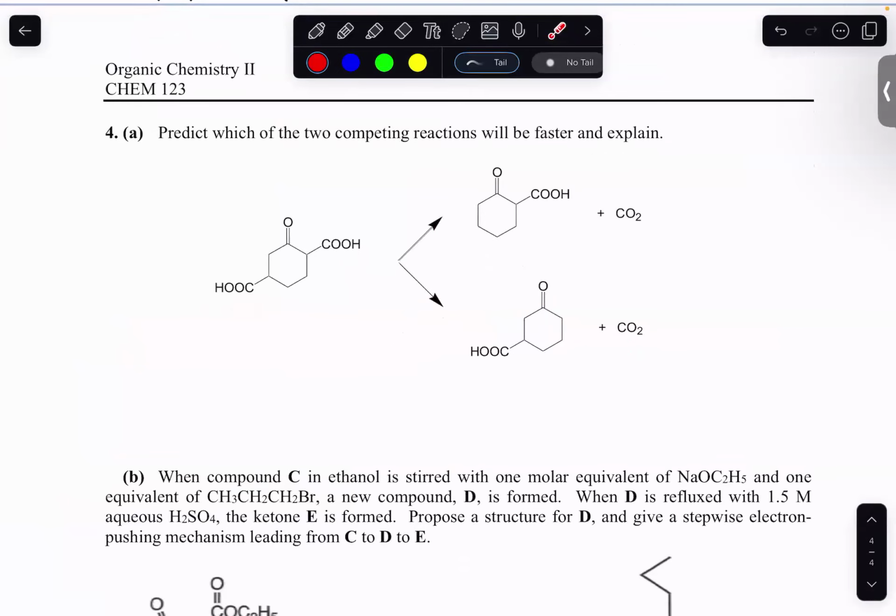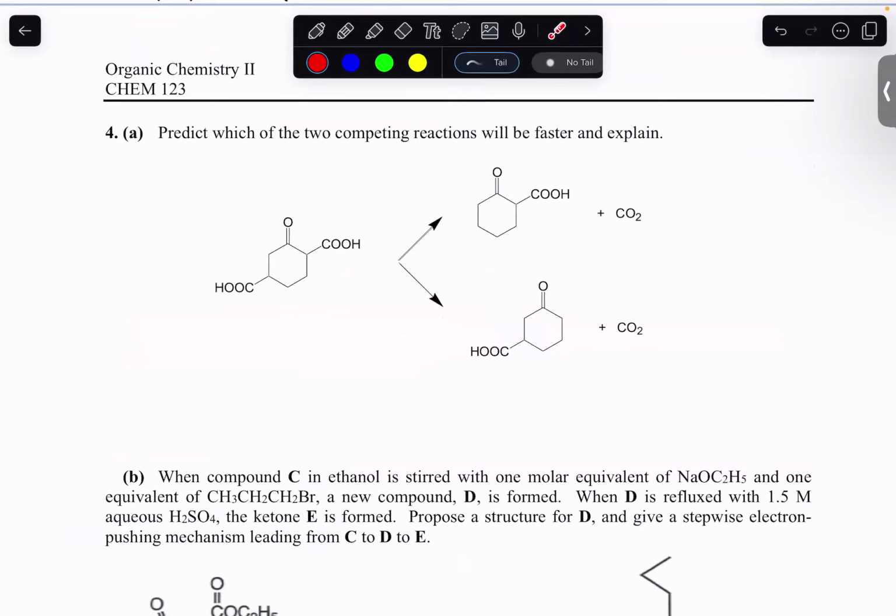Ooh, this one. So I don't have, sorry, I have both of them printed up. Yeah, I'm missing information. I think I said the bottom one is faster.